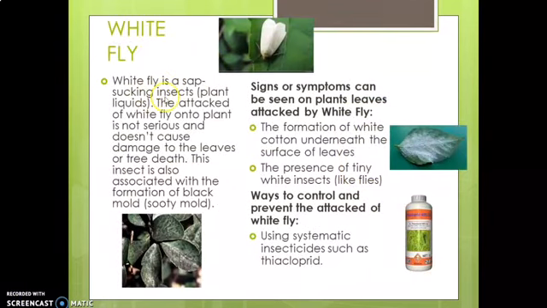Second, whitefly. Whitefly is a sap-sucking insect. The attack of whitefly on plants is not serious and doesn't cause damage to the leaf or death of the tree.